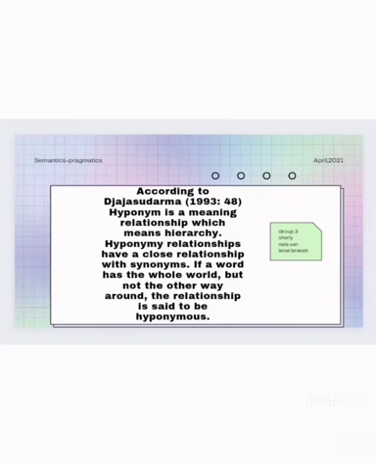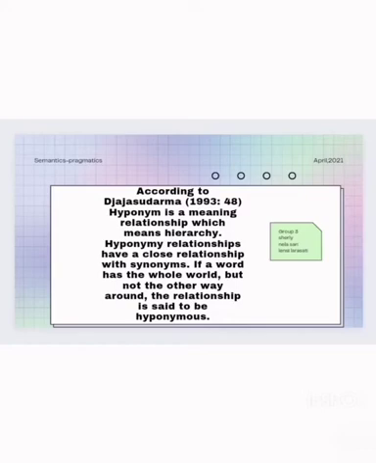According to Krida Laksana, hyponym is a semantic relationship between the specific meaning and the generic meaning, or between the members of the taxonomy and the name of the taxonomy. According to Jaja Sudharma, hyponym is a meaning relationship, which means hierarchy. Hyponym relationship has a close relationship with synonyms.